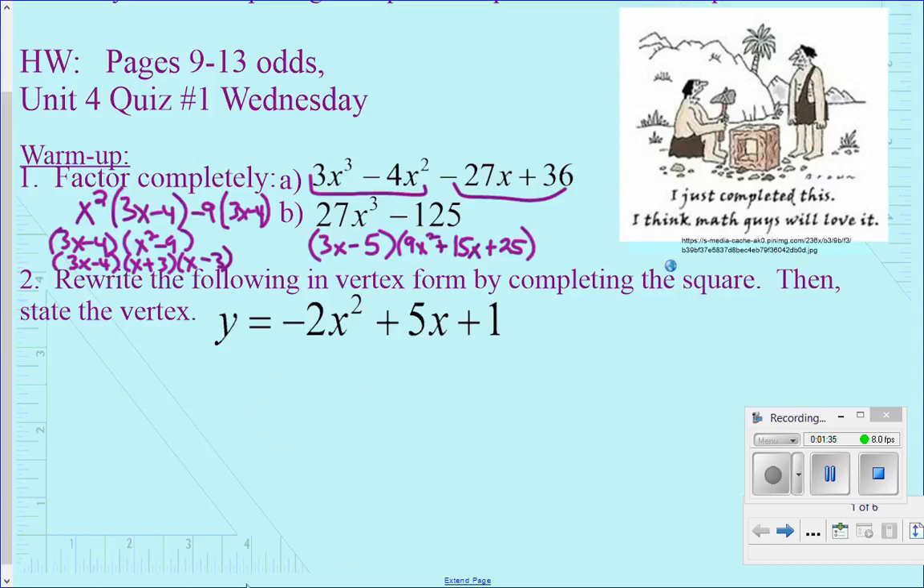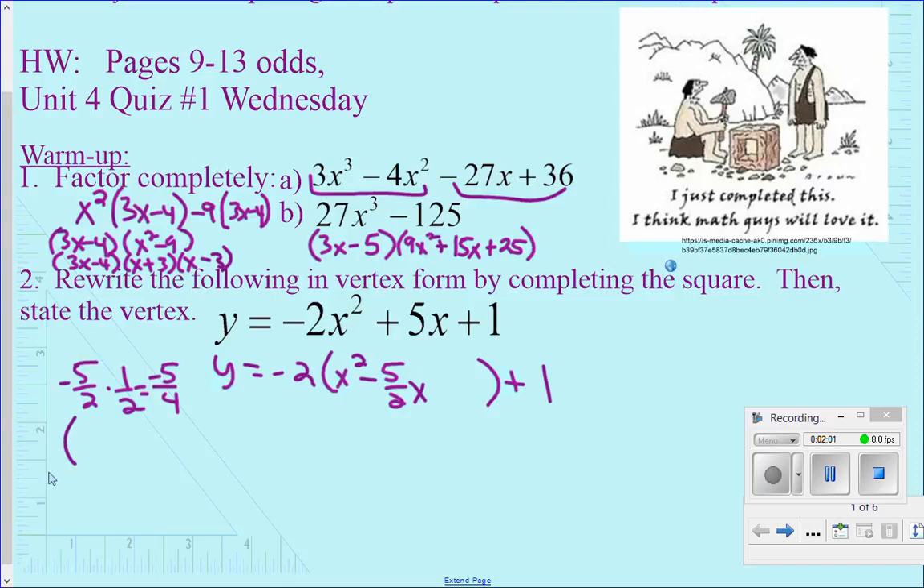Number 2, rewrite in vertex form by completing the square, then state the vertex. So we first have to factor out a negative 2, which leaves us with negative 5 halves x, and 1's on the end. So then I'm dividing negative 5 halves by 2, which means I'm multiplying by 1/2, which gives me negative 5/4. After dividing by 2, I'm squaring that. So that gives me 25/16. So 25/16 is what I add, but it's not actually what I added because there's a negative 2 in the front.